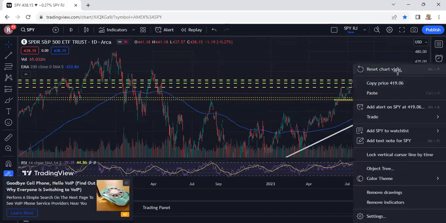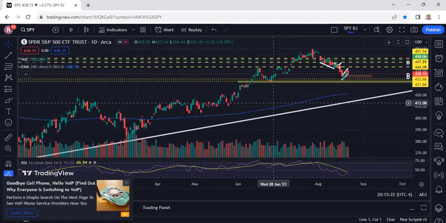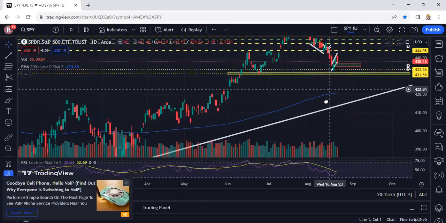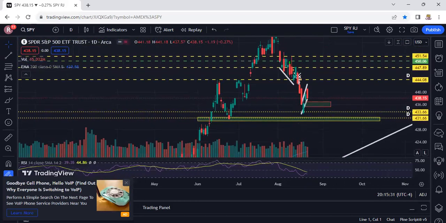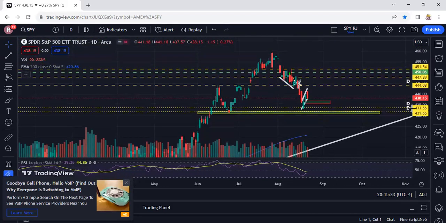So I got that from the daily chart. All right. So we know 444 is a key level, and also 433 and 431 are also key levels. So you want to use key levels, you want to look for patterns, and you're looking for the opportunity.